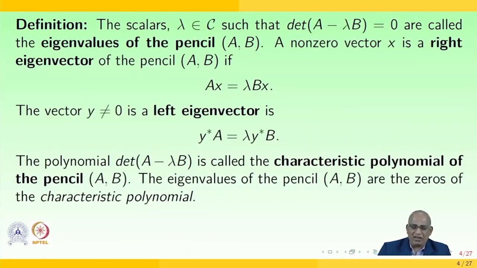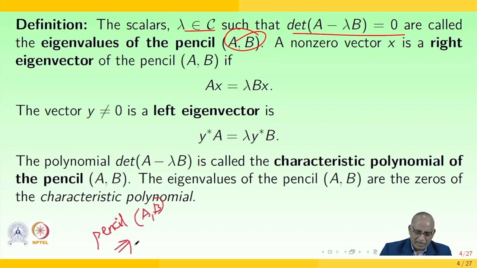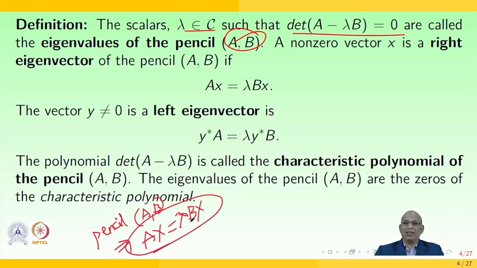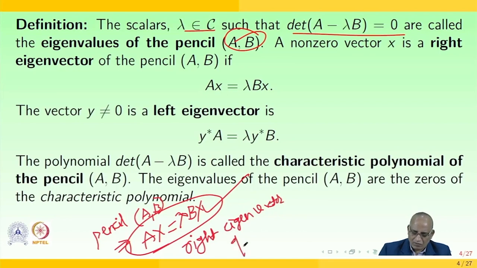So let us define the scalars lambda belonging to C such that the determinant of A minus lambda B is 0; these are called the eigenvalues of the pencil A, B. So now the pencil is very important. When I write this pencil A, B, it does mean that Ax is equal to lambda times Bx. That is the system. A non-zero vector x is a right eigenvector of the pencil A, B if Ax is equal to lambda times Bx. We call it a right eigenvector of the pencil.